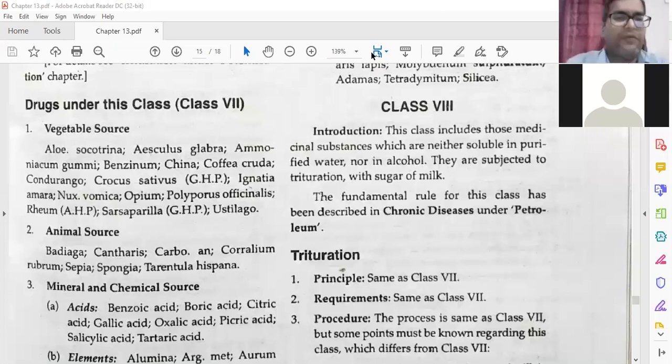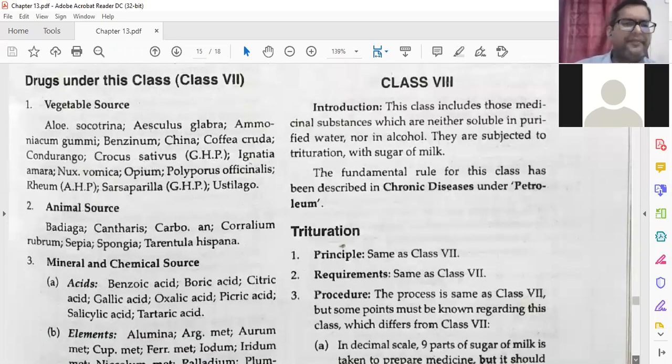Then Coffea cruda also comes under this class. Crocus sativus, you see this came in other classes also. So that is the big confusion in this old system of classification. There was not a particular demarcation, no particular mathematical key that this much gram or this much juice will be in this class. It was just classified by Dr. Hahnemann, and he only knew this classification process.